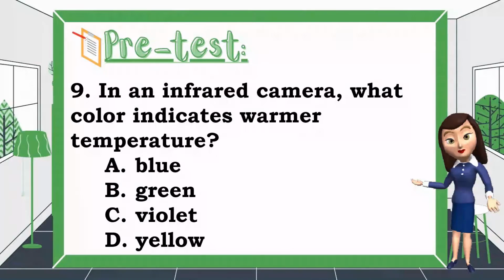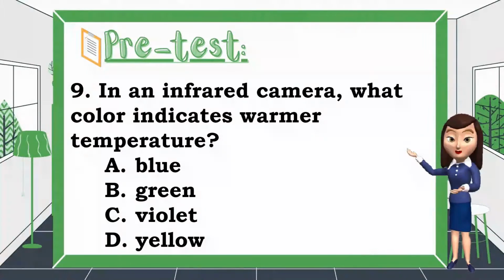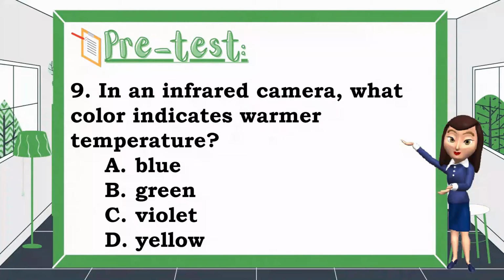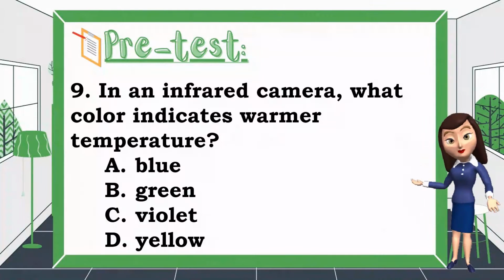9. In an infrared camera, what color indicates warmer temperature? A. Blue. B. Green. C. Violet. D. Yellow.